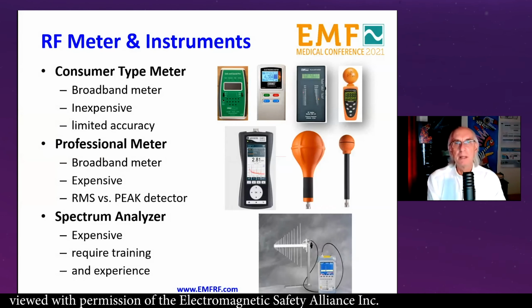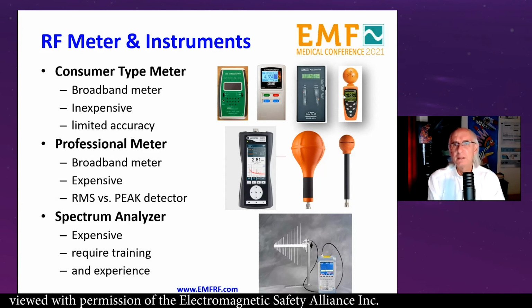Now, let's talk a little bit about the meters. I basically differentiate them into consumer-type meters, professional meters, and spectrum analyzers. Consumer-type meters are wonderful. They're inexpensive. They are very good scanning tools. The only limitation is they're not very accurate. So don't rely on the accuracy, but look at the trends. Look at what's your background, and when you go towards the source, what's the increase? Is it 10-fold, 100-fold, 1,000-fold, 10,000-fold, and so on. So very good screening tools.